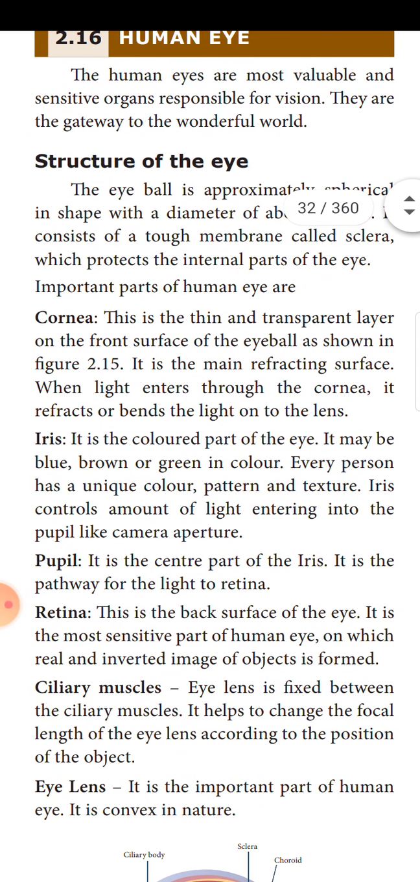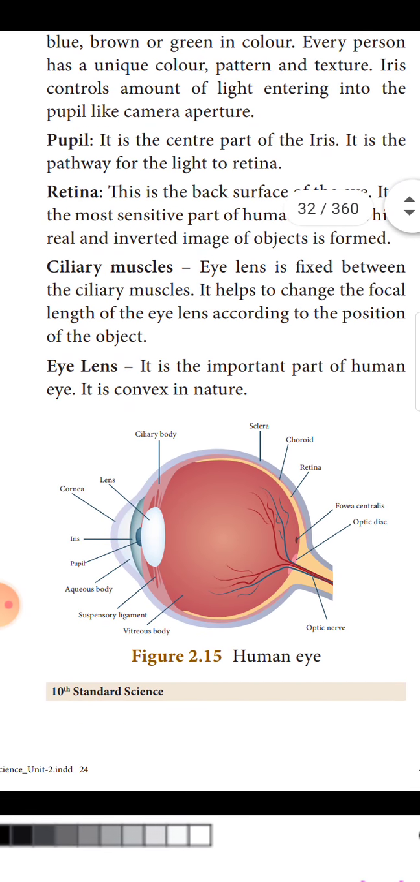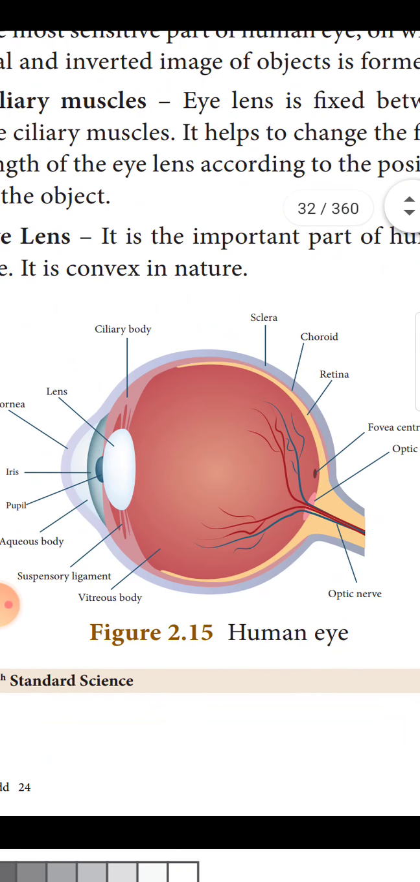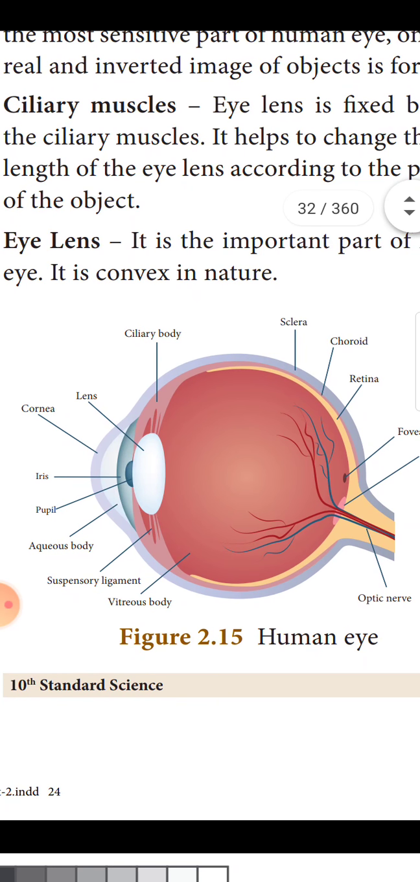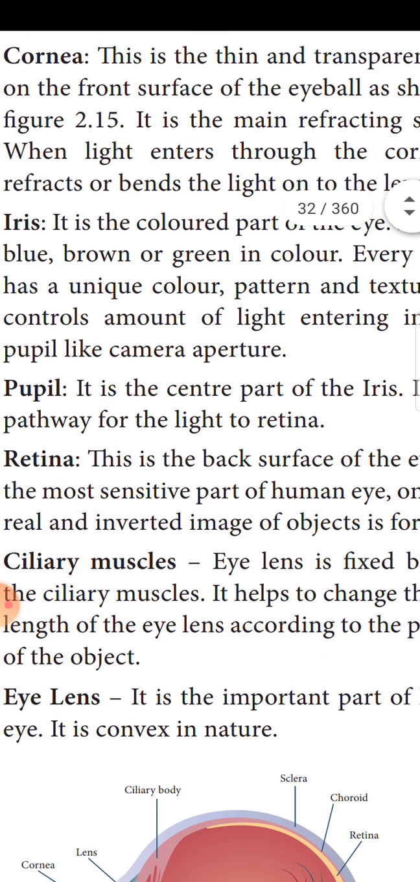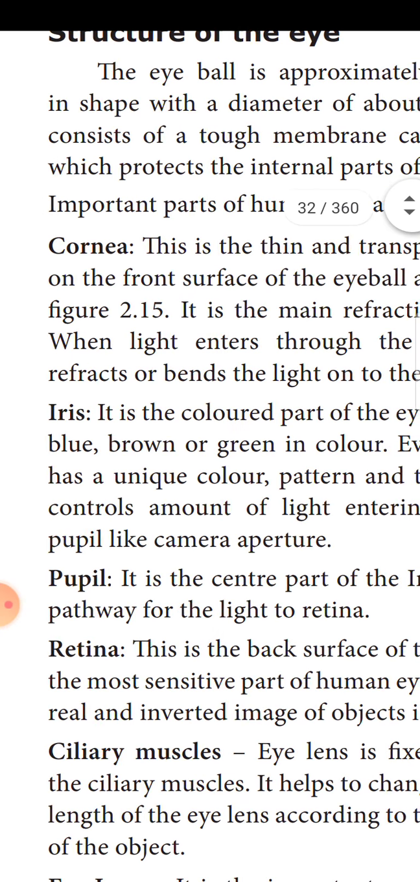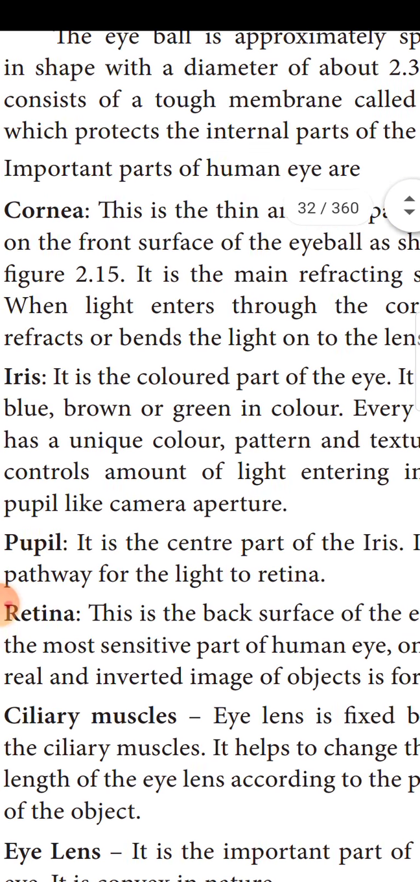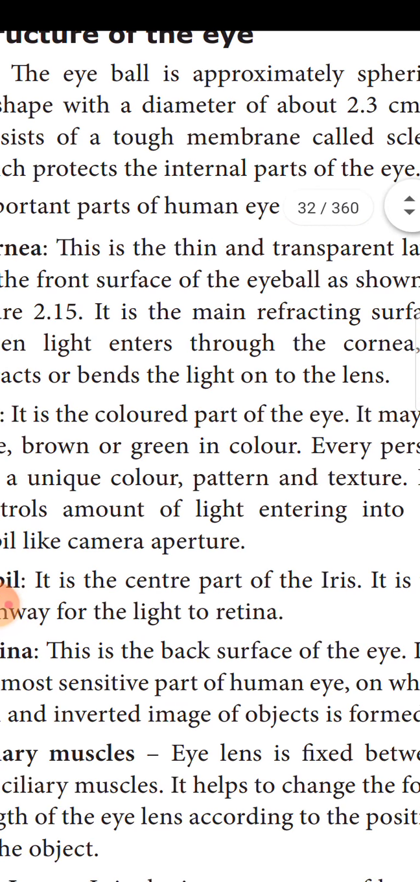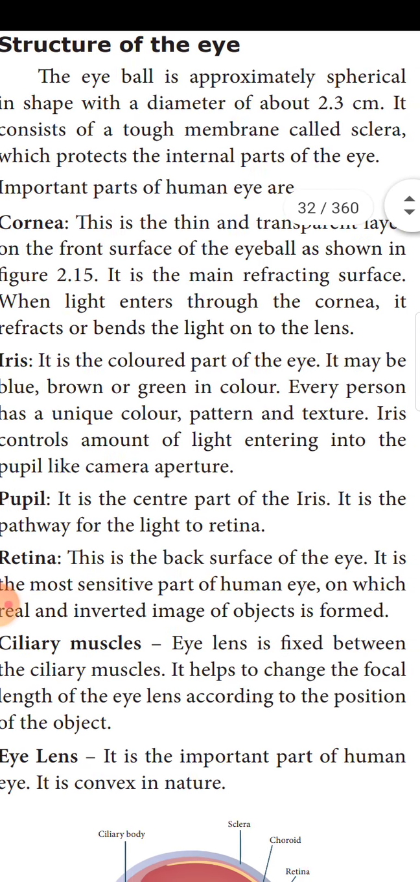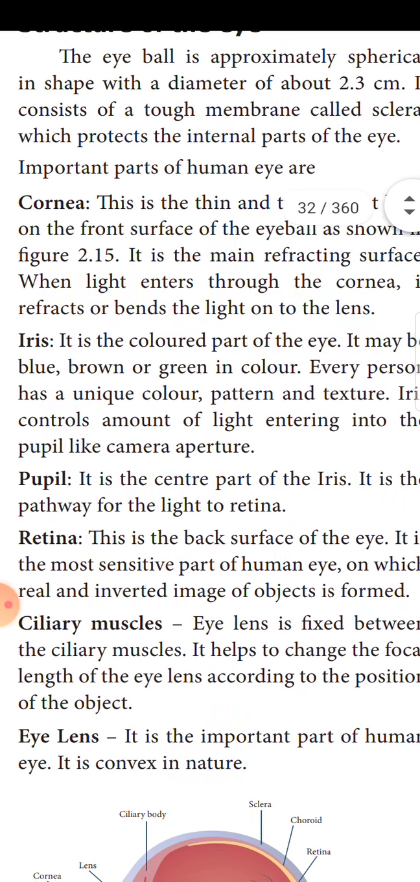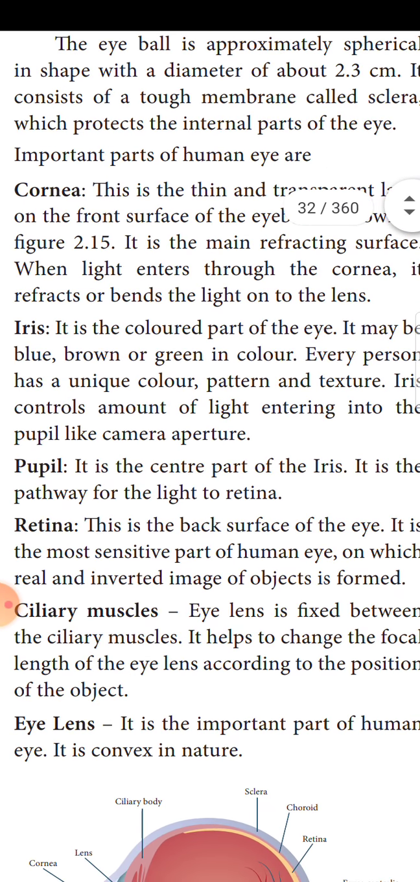Cornea. This is a thin and transparent layer on the front surface of the eyeball, as shown in figure 2.15. It is the main refracting surface. When light enters through the cornea, it refracts or bends the light onto the lens.